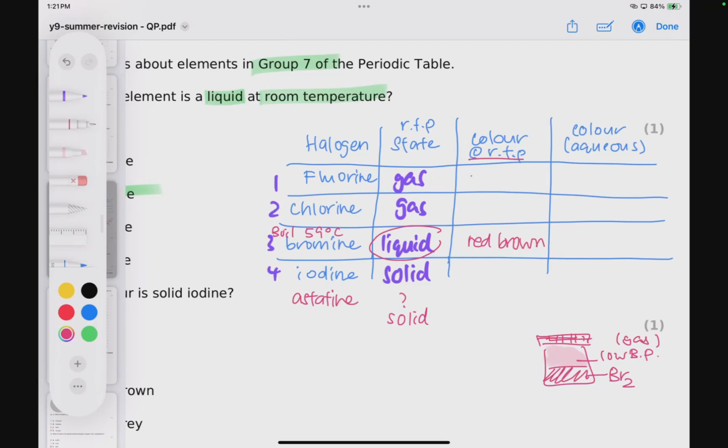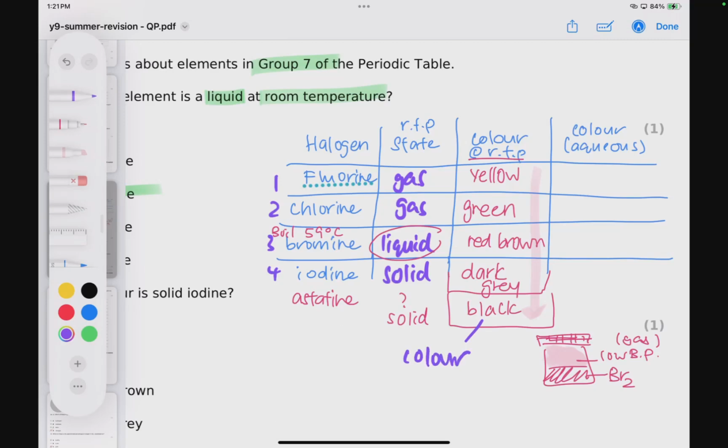And then you have fluorine. Fluorine at room temperature and pressure is a really pale yellow, and chlorine is green. And for iodine, it's dark grey. So again, if I ask you to infer, what do you think is the color of astatine? It is even darker than dark grey, isn't it? So you can see that as we go down this group, the color intensity increases. I'm going to write this down: color intensity increases. That means it gets darker and darker as you go down group 7.